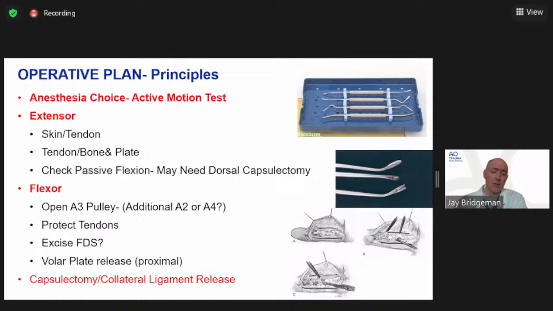But the key is to be able to do an active motion test. You can simulate that through pulling on the tendons proximal to the zone of the scar. But there's nothing better than the active motion test in my mind. And you can take a video of it with your phone and use that in the clinical record, as well as showing the patients, hey, this is where we had you on the OR table.